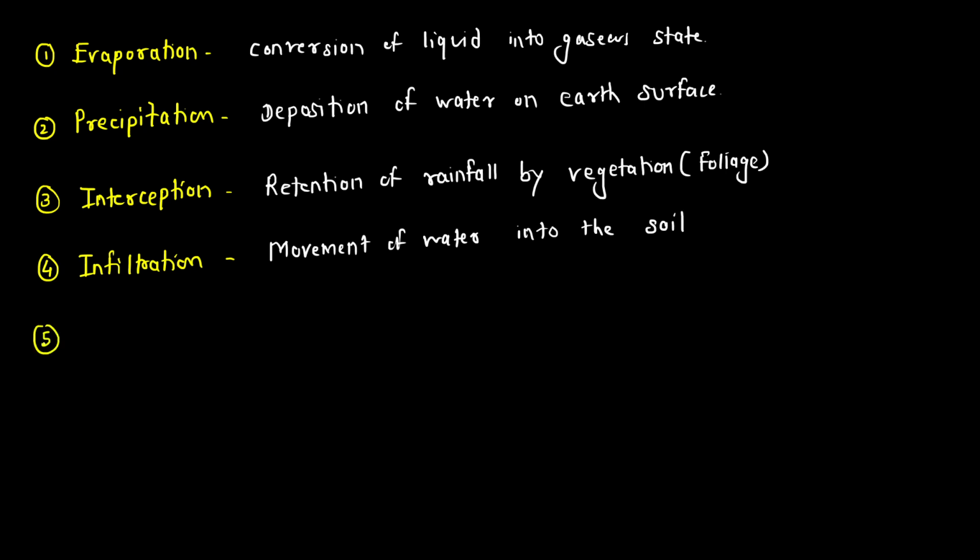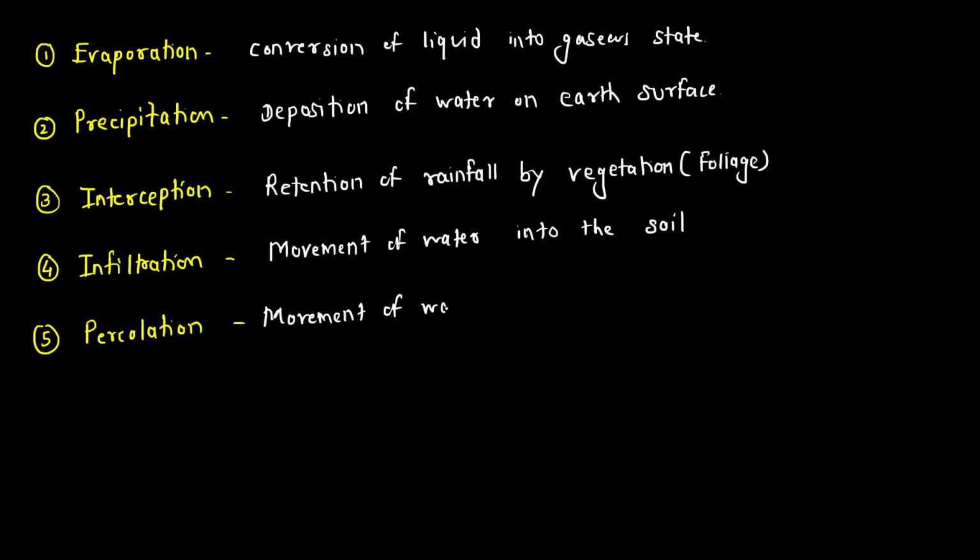Now the second one. Many times we get confused in this, and it can be asked in interviews also: what is the difference between infiltration and percolation? Infiltration means movement of water into the soil. Once the water has infiltrated into the soil, it further moves below from one soil layer to another soil layer. That movement of water from one soil layer to the lower soil layer is called percolation.